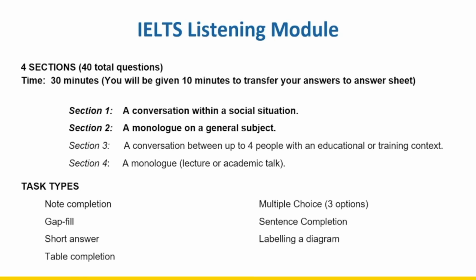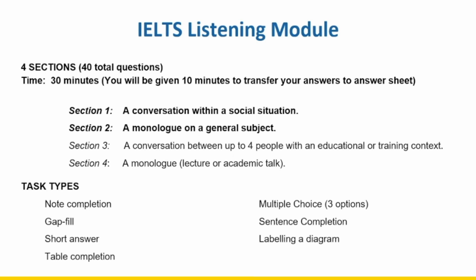In the IELTS test, you'll see 4 different sections. Section 1 is going to be a conversation within a social situation. Section 2 is going to be a monologue on a general subject. Section 3 is going to be a conversation between up to 4 people in an educational or training context. And the last section of the test, section 4, is a monologue, lecture, or academic talk. Most of the time, sections 3 and 4 are the most difficult ones for students, so you have to really try to do your best when you are completing sections 1 and 2.